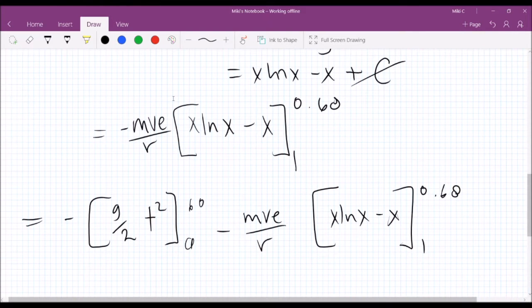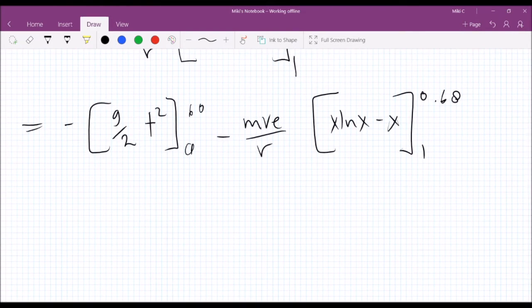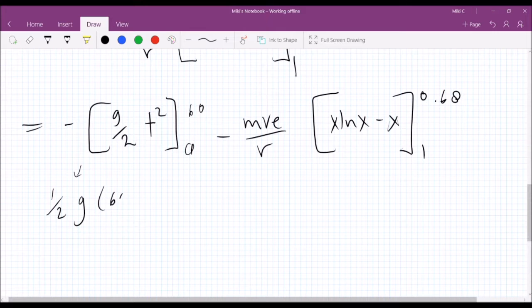Okay, so the last part here is just plugging in the values and getting a final answer for our height, and that's a little more tedious. So basically for this, we're using the fundamental theorem of calculus, and we just know that it's going to be 1/2 of g at 60 squared minus 0, because when you plug in 0, it's going to be 0.